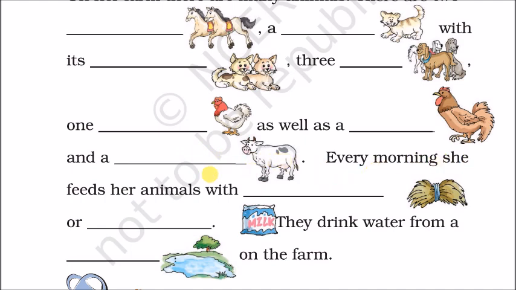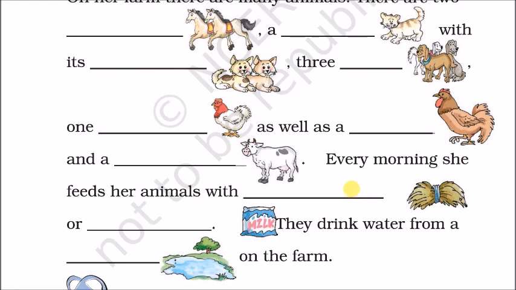Every morning she feeds her animals with. What is this? Come on, tell me. This is hay. Every morning she feeds her animals with hay. They drink water from a pond on the farm. वो पानी तालाब से पीते थे जो कि फार्म में था.